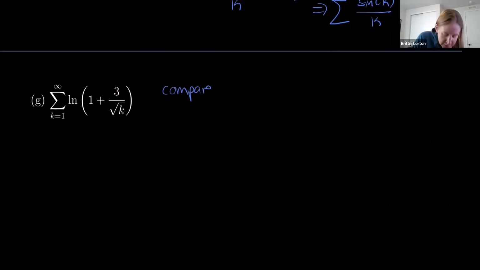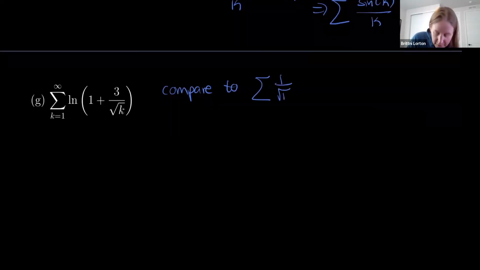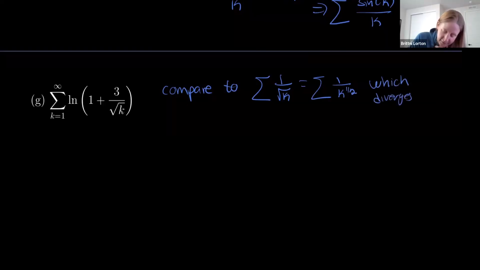I'm going to compare it to, remember I told you guys it's always easier to compare it to something that looks similar, and so a p-series is a very easy one. So I'm going to compare it to 1 over the square root of k, which if you wanted to rewrite that, would be 1 over k to the 1/2, which diverges by the p-series test.